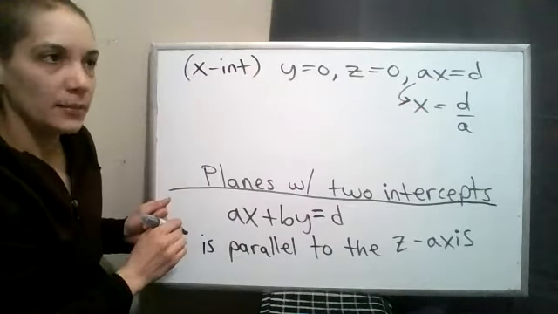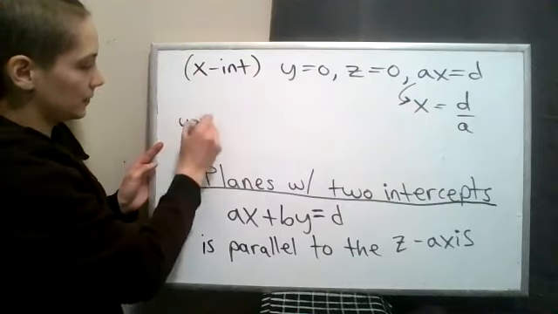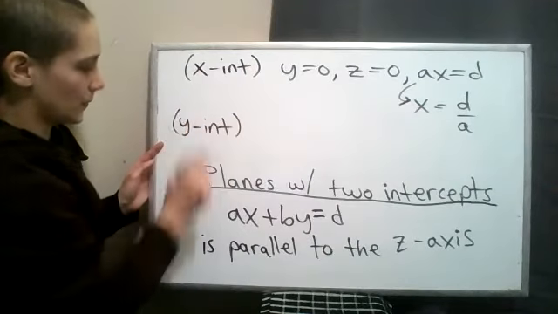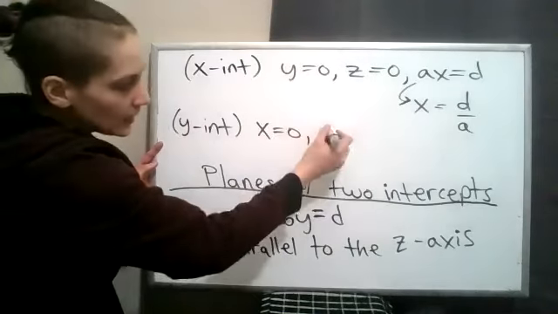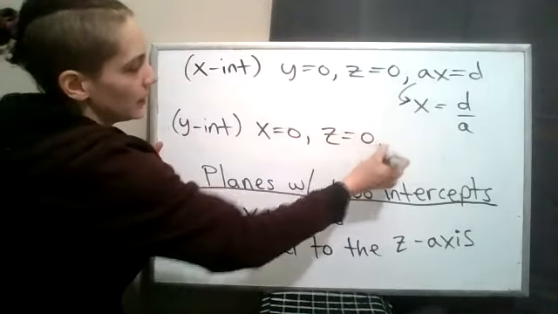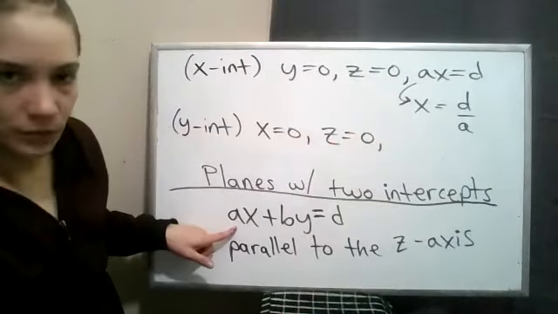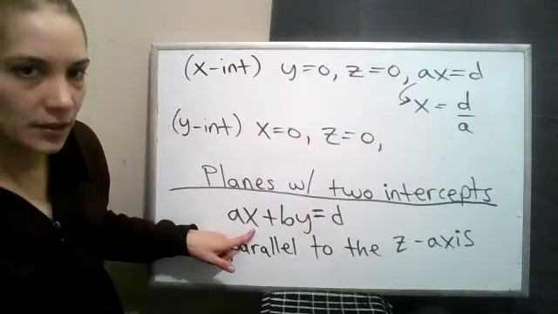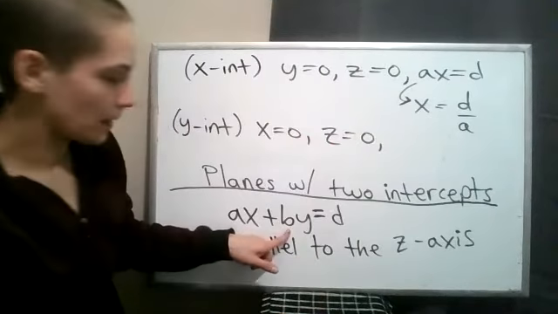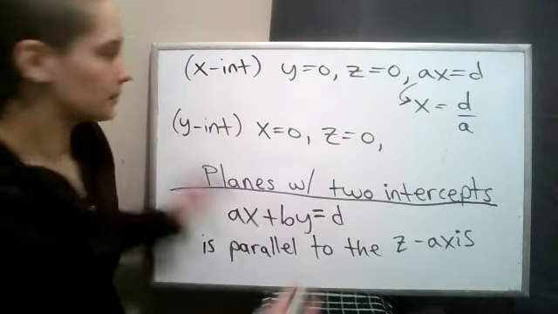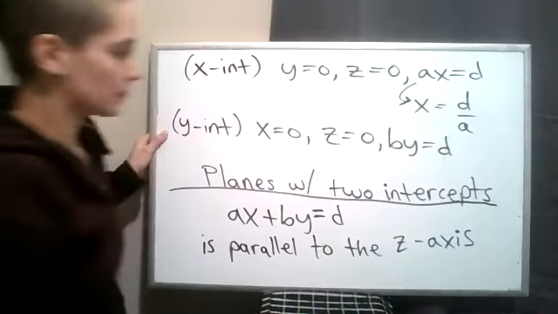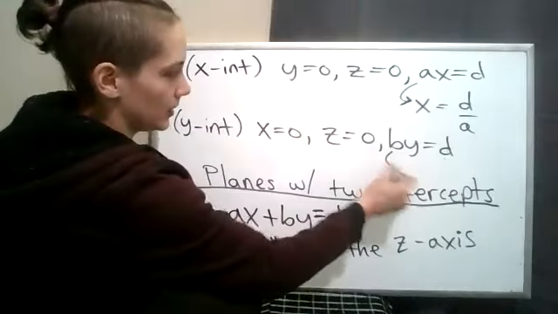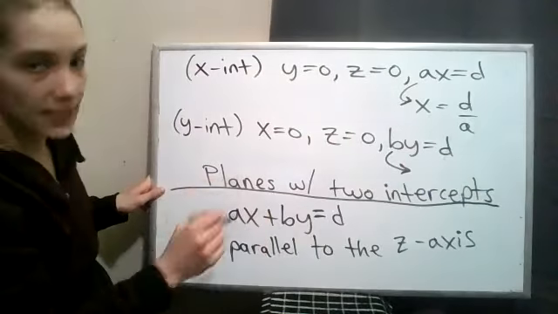The y-intercept. Here x is 0 and z is 0. And then let's just put that in here. There's a 0 for x. We get by equal to d. So for this one, y equals d over b.